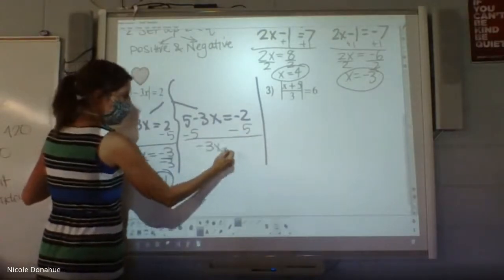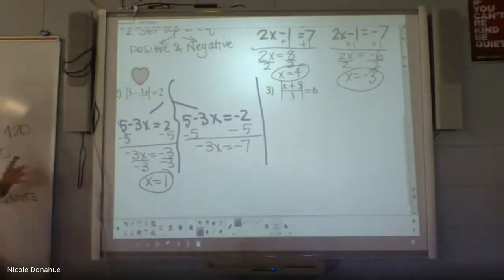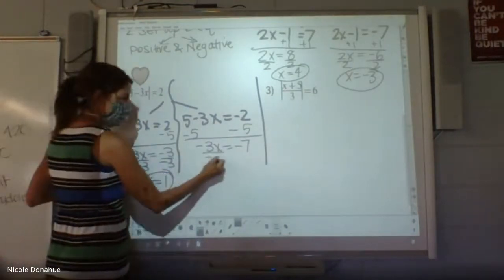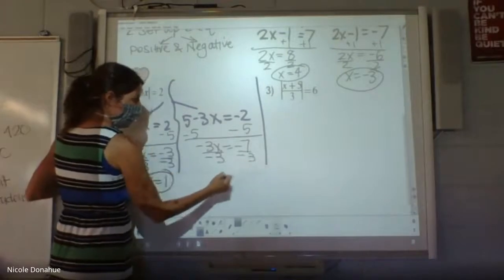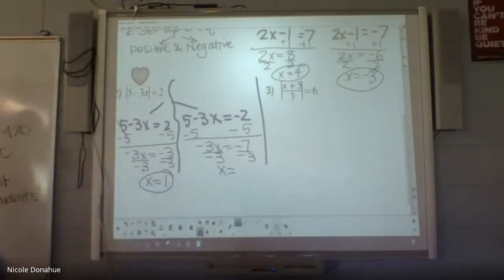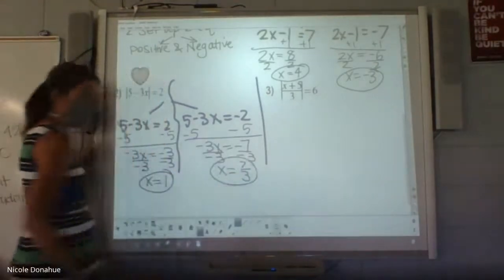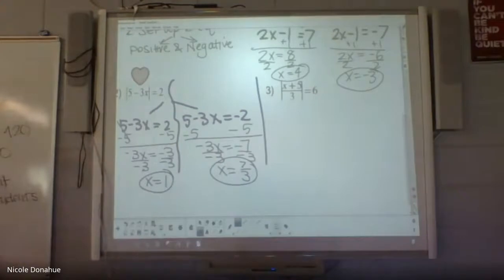This one's not going to be a nice number, and that's okay, because not everything in Algebra 2 becomes a nice number. We're done. So negative, negative. So we have positive 7/3. Or I could also call that 2.3 repeating is fine as well.